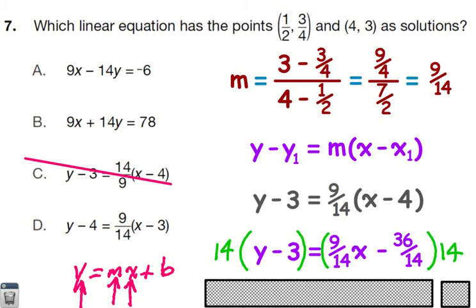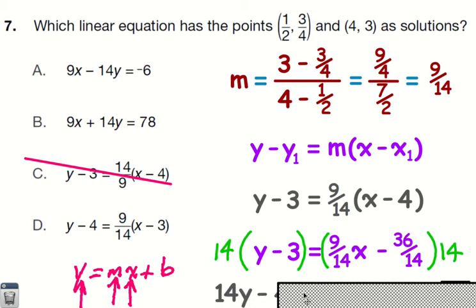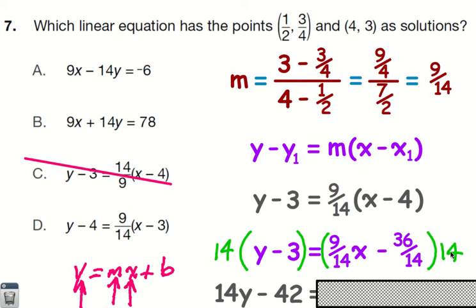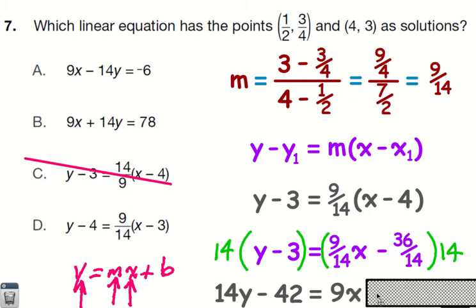So that's going to become 14y minus 42. And on the other side, when you do 14 times 9/14, the 14s cancel, and you're just left with 9x. See the fraction clear? No more fraction. And when you multiply 14 times this, the 14s cancel, and you're just left with 36, or to be more specific, negative 36. And so we're still not done.